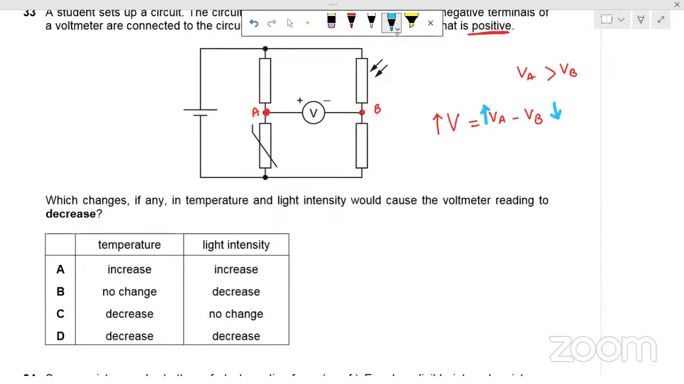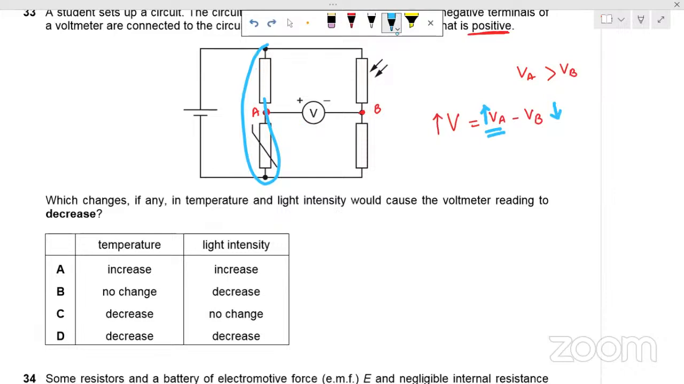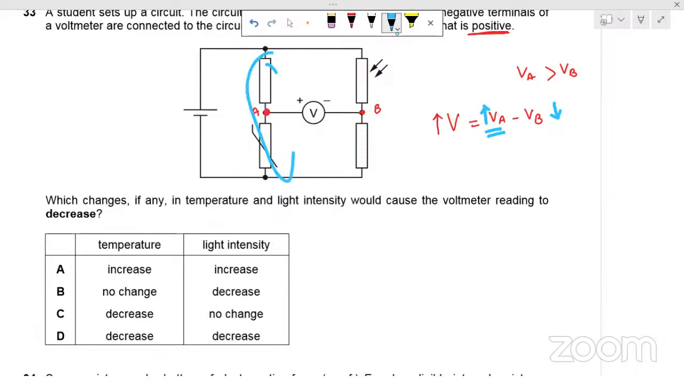So let's discuss this first one. If you want to increase VA, these 2 resistors are connected as the voltmeter has infinite resistance and draws no current. So these 2 resistors are connected in series and these 2 resistors are also connected in series and they both are parallel with this source. So if you want to increase this VA, then we can increase this resistance or we can decrease this resistance.